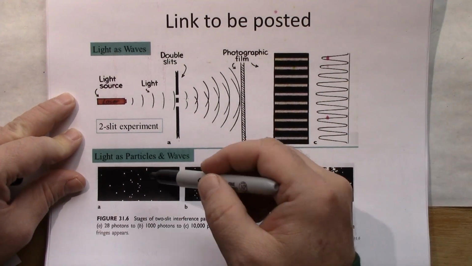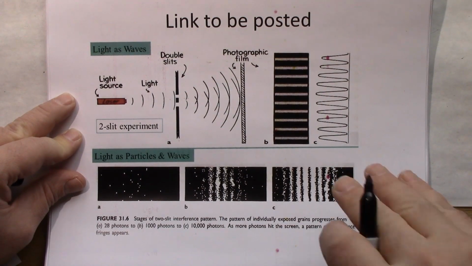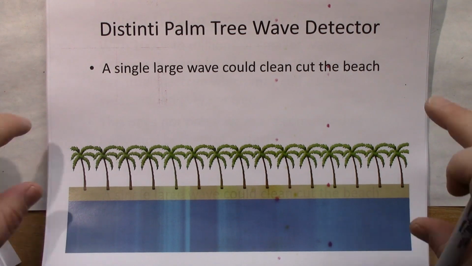I'm going to show you that this particulate nature of both of these means of detection is a property of the detection means and cannot be attributed to photons. And I'm going to do that with the Distinti palm tree wave detector.